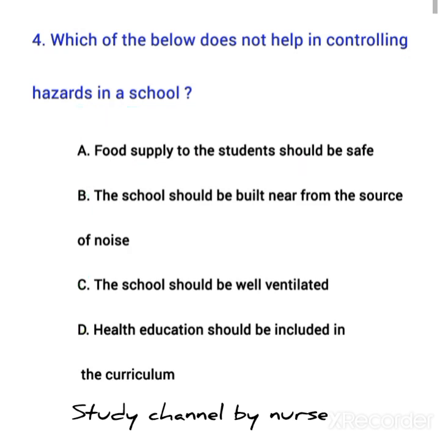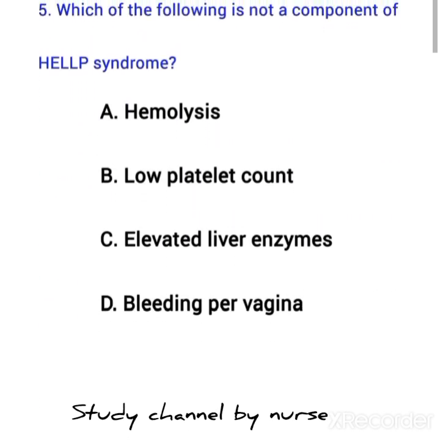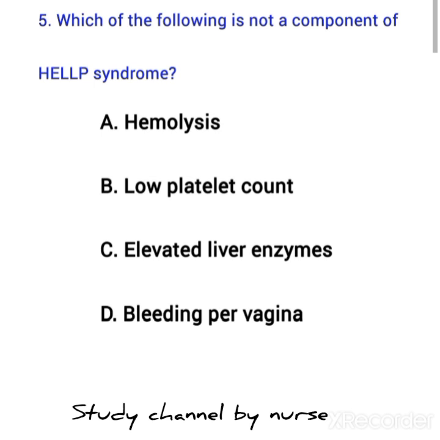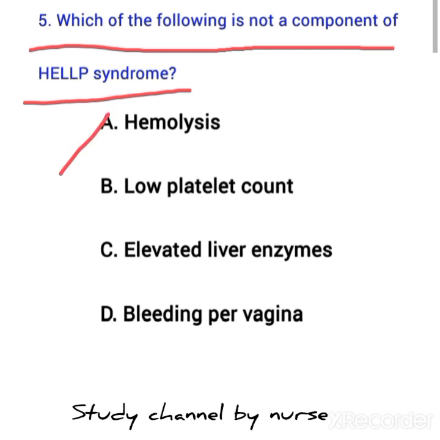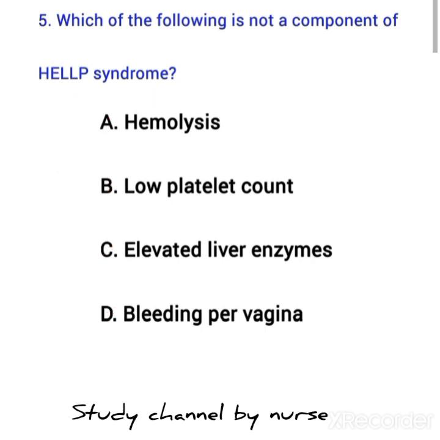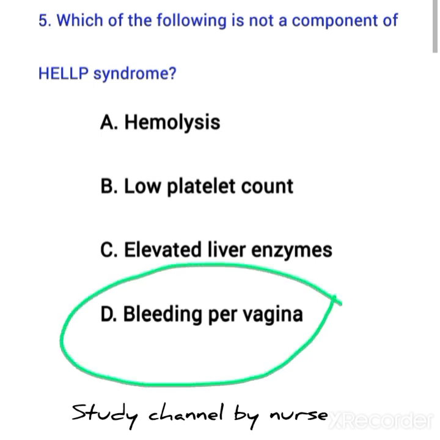Next question number 5. Which of the following is not a component of HELLP syndrome? Option A hemolysis, option B low platelet count, option C elevated liver enzymes, option D bleeding per vagina, and the correct answer is option D bleeding per vagina.